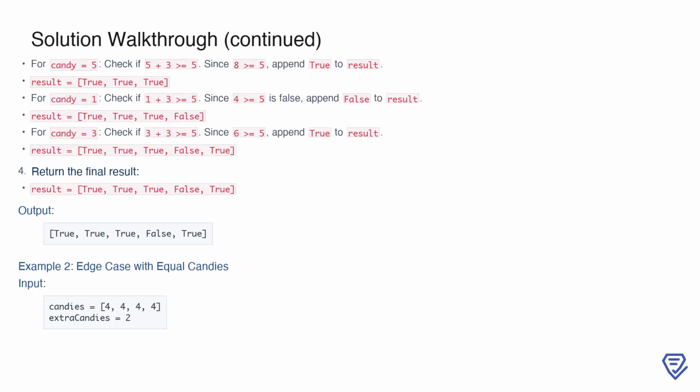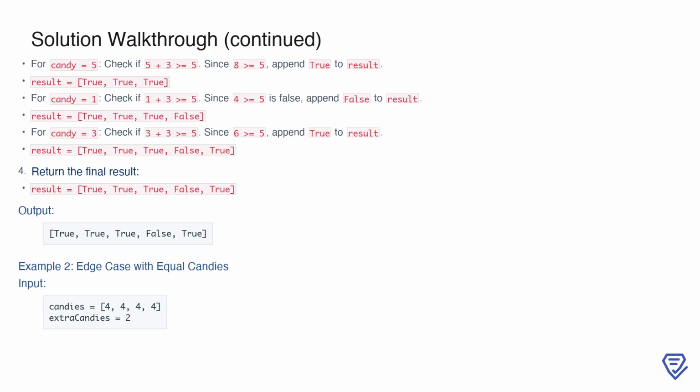Now, we continue iterating through the candies array. For the third child, who has 5 candies, we check if 5 plus 3 is greater than or equal to 5. Since 8 is greater than 5, we append true to the result list.